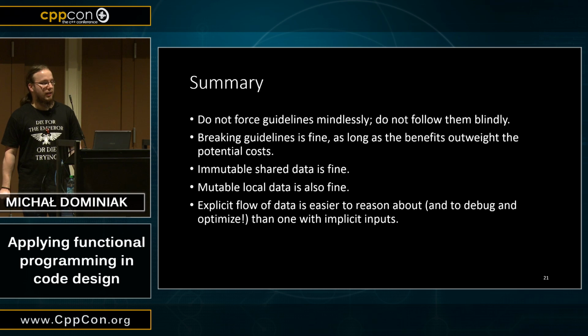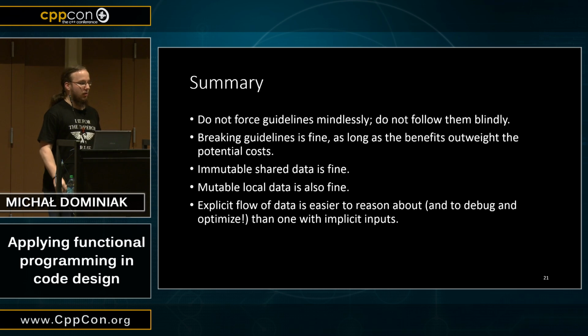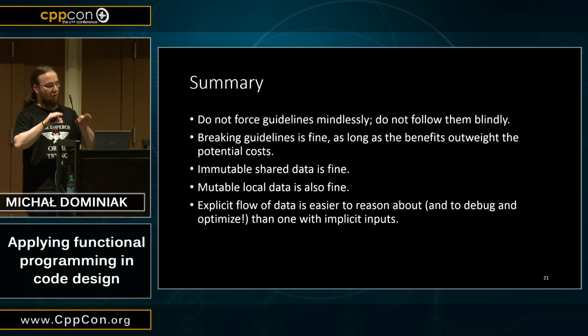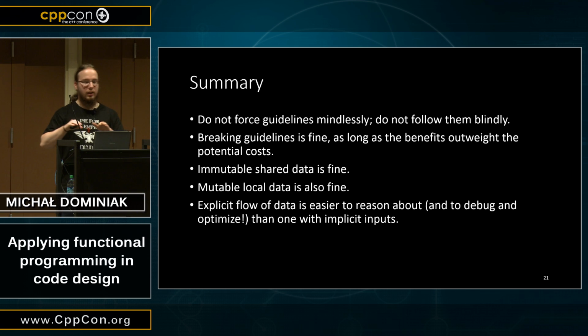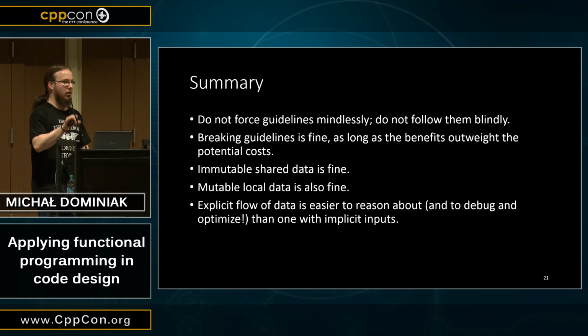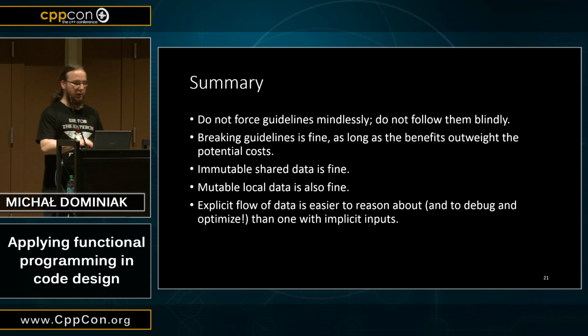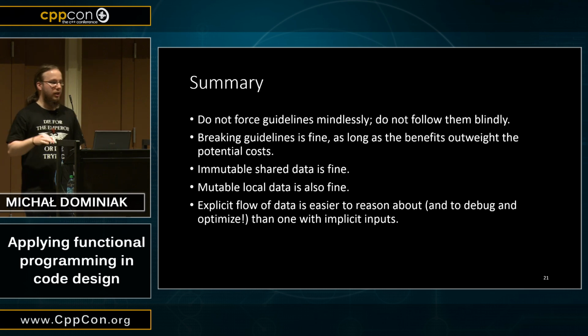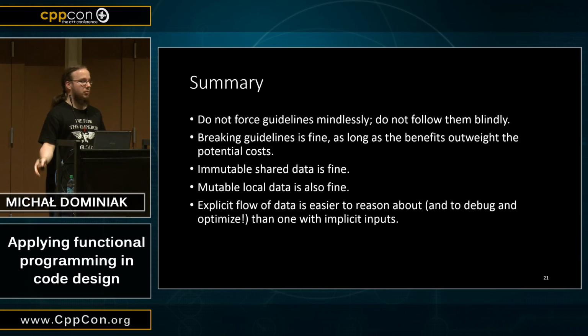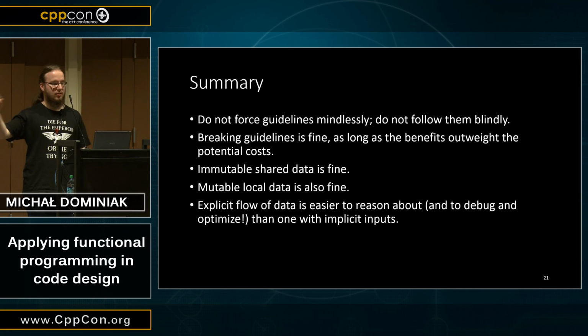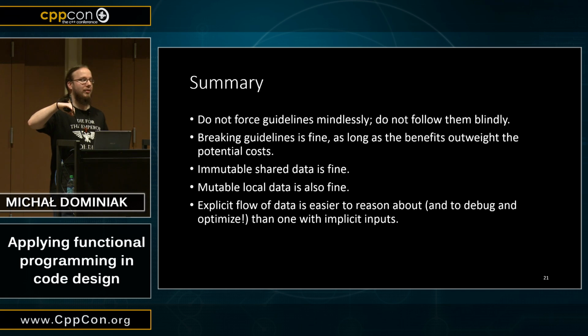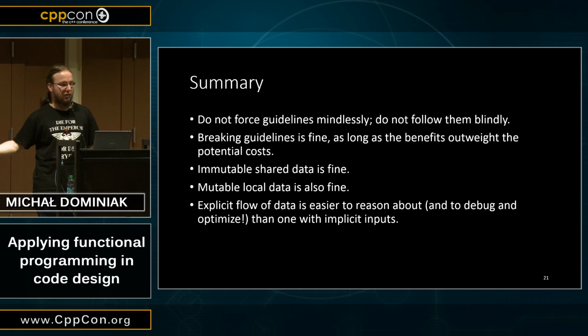Explicit flow of data is easier to reason about. When we see all the inputs and all the outputs of a function written explicitly in code, we see what is going on. If there are magic inputs, implicit inputs hidden somewhere in the implementation of a function, it's harder to determine what is really happening.